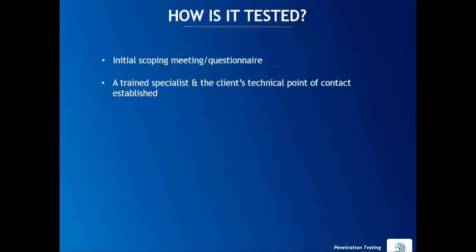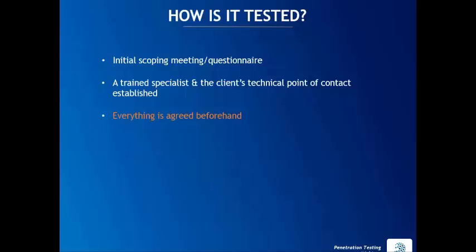The point of contact at the client side is a very important person for us, and they must be available to us at all times. And that's for a number of reasons. If we found a particularly critical vulnerability, we need to be able to inform someone straight away. By critical vulnerability, we see that as something that could imminently bring a system down. We would automatically stop testing, and we would let the point of contact know. And we would have that one point of contact throughout the whole process.